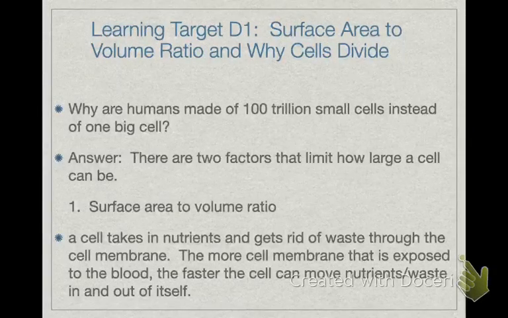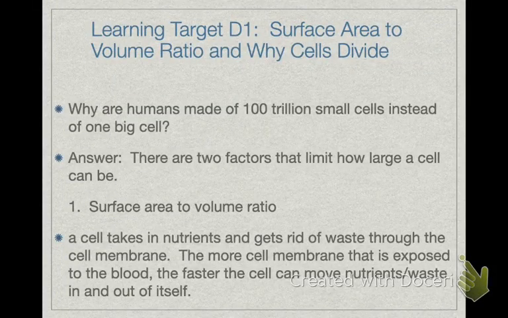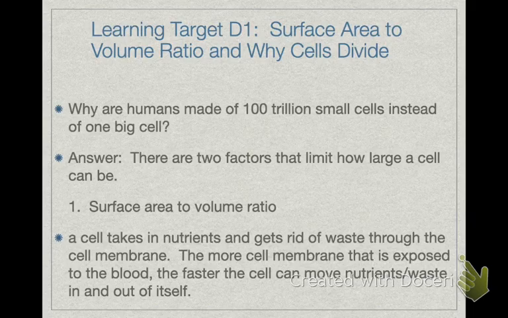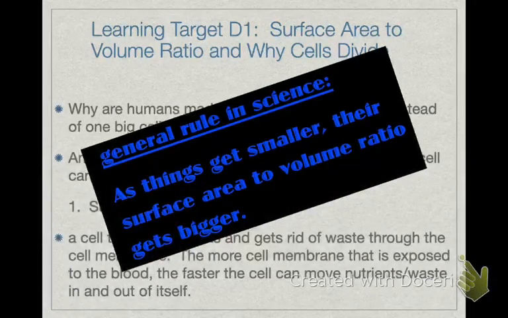So scientists would describe that as saying cells like to have a high surface area to volume ratio. When I compare the surface area to the volume, I want lots of surface area compared to how much space the cell takes up. Okay, so this is just a good rule to know in all of science. As things get smaller, their surface area to volume ratio gets bigger. This is also why chemistry goes faster with small particles.